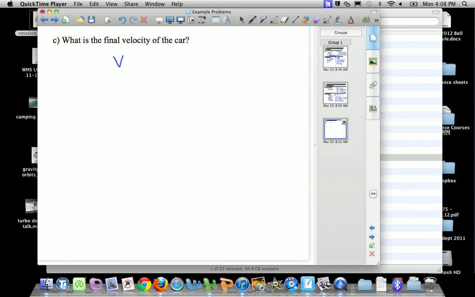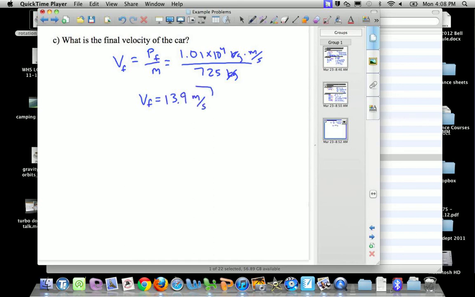And this is a lot like problem number 1, part B. We're going to use the formula final velocity equals final momentum divided by mass. The momentum divided by mass will give us the velocity. So our final momentum we just calculated, 1.01 times 10 to the 4th kilogram meters per second, divided by the mass of the car. Now this is the smaller car, remember, so it's the smaller mass, or 725 kg. We divide those, cancels out the kilograms, and we're left with meters per second. And it comes out to about 13.9 meters per second is the final velocity of the car. Again, about half of the velocity that it had in part number 1, part A.